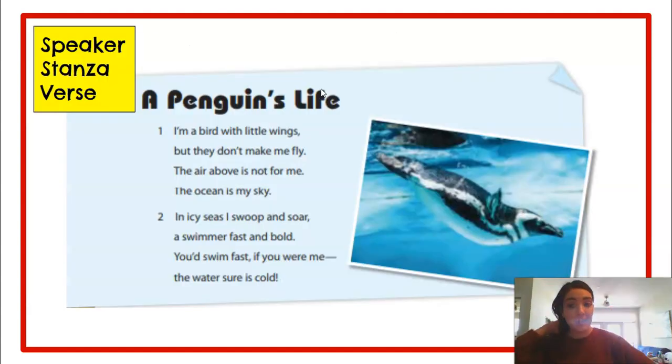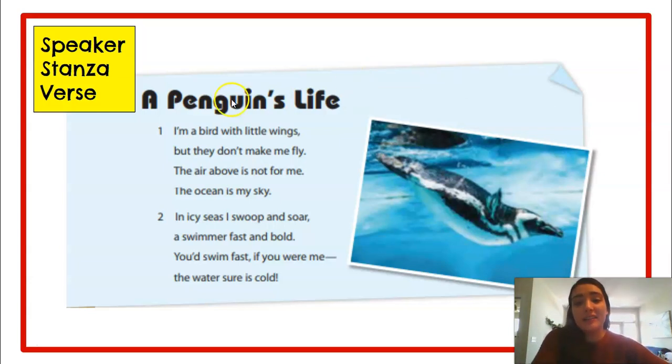All right, so I have these words again in the upper corner so we remember to look for them, to think about what they are for each poem that we read. So this poem's title is A Penguin's Life. Go ahead and look at your picture right here. What do you think this poem is going to be about? Probably a penguin. Something about their life, what they do, how they live.